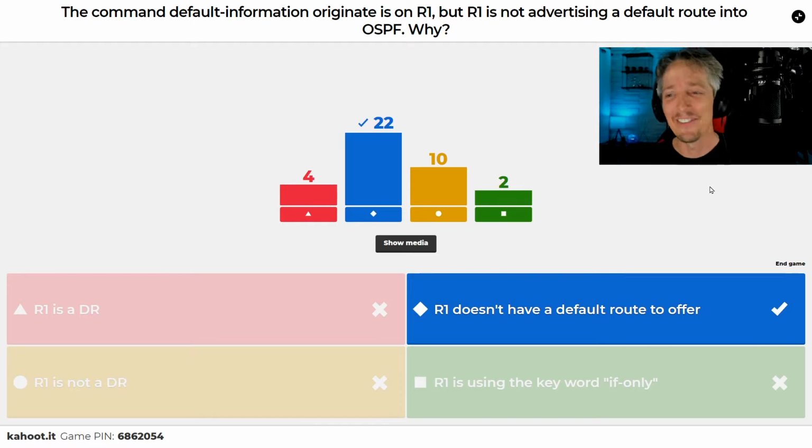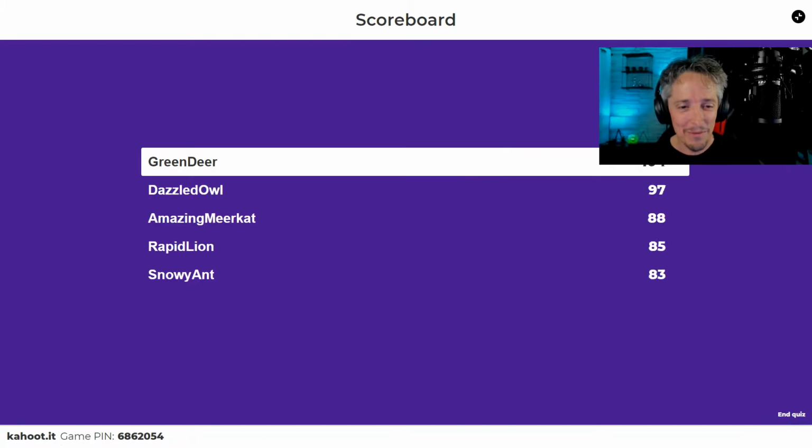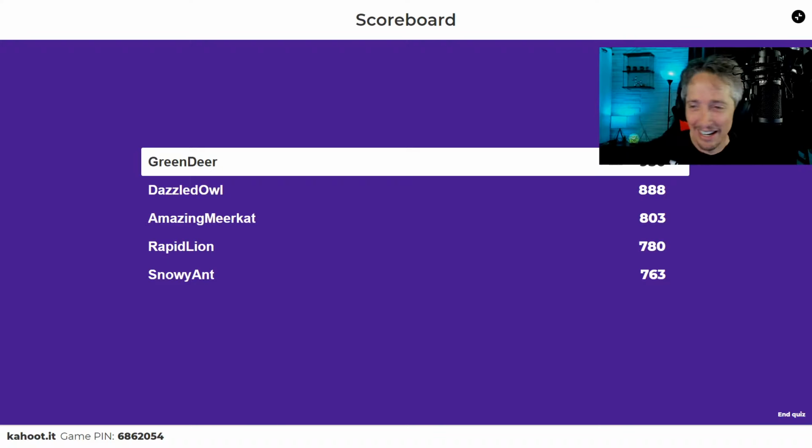But there's a keyword I'm looking for. What is the keyword? It goes something like default-information originate something. Yeah, you guys got it. Always. And that way he'll always advertise the default route, whether or not he has one. Great job. All right. Here we go. All right, green deer. Woohoo!